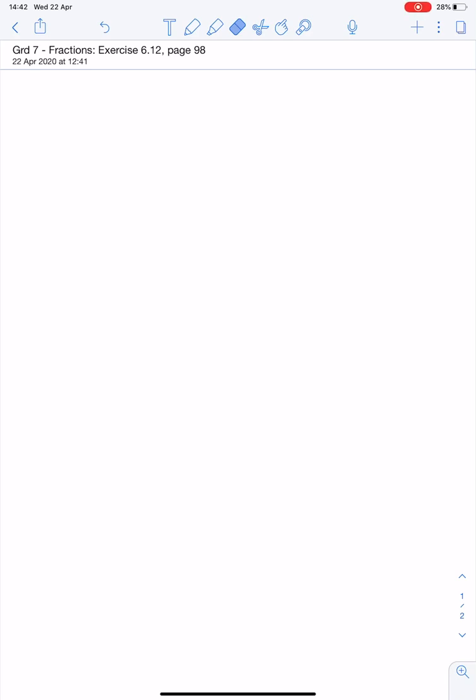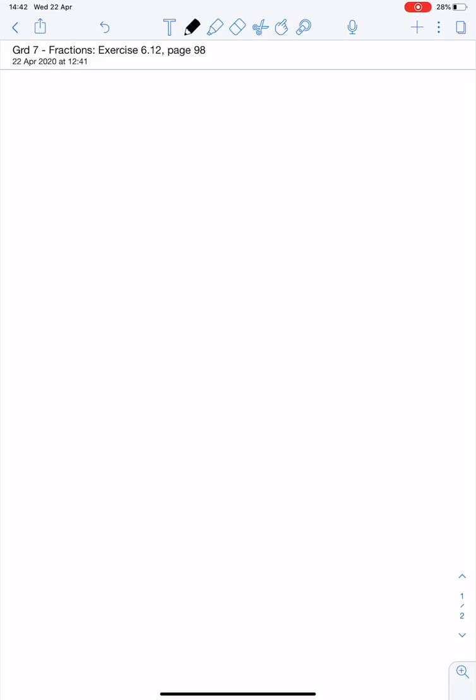Good morning, grade 7s. We continue with fractions this week, specifically multiplication of fractions. Last week you did a worksheet on this, so it shouldn't sound too unfamiliar to you. We're looking at exercise 6.12 on page 98. Let us first do the examples on page 97 before you begin.